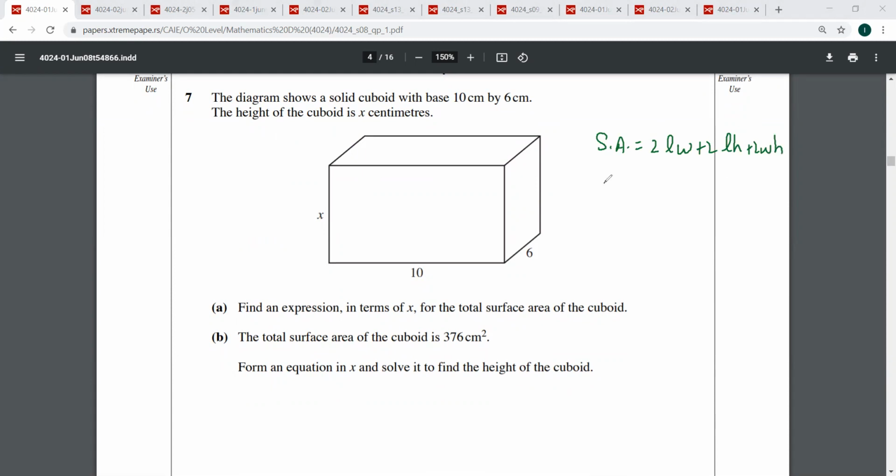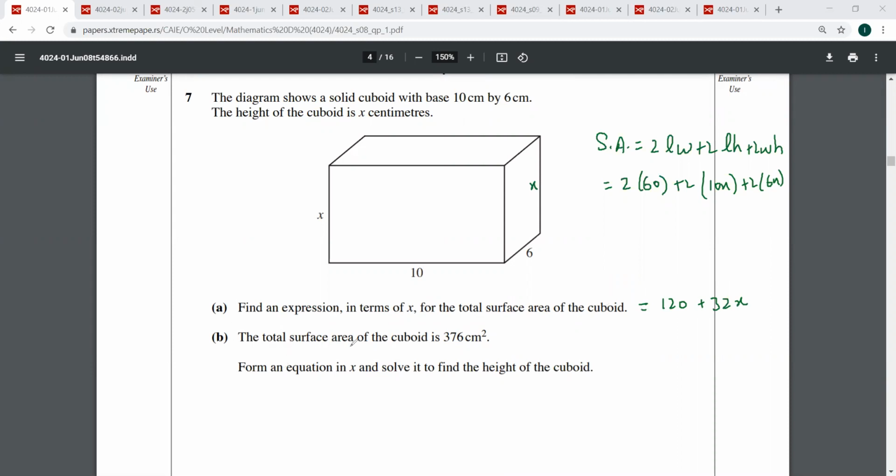Okay, so this is going to be 2 times 60, okay, this is 6 times 10, plus 2 times 10x and then plus 2 times 6x, because this is x over here. So altogether the answer to this part is going to be 120 plus 20x plus 12x, that is 120 plus 32x. This much is the total surface area.